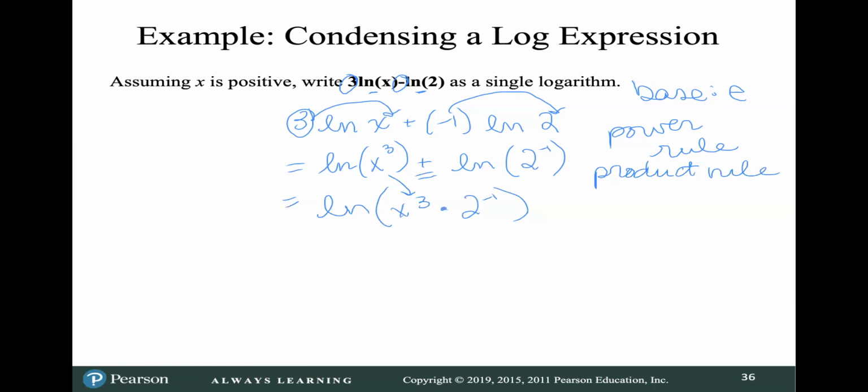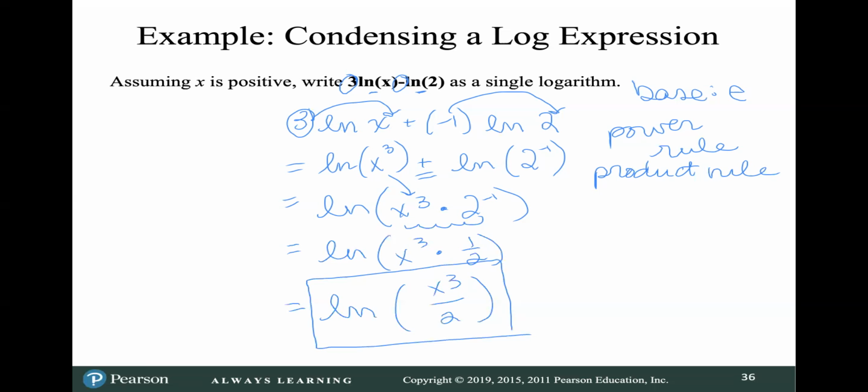And now it's a single logarithm, but I want to simplify the argument as much as possible. So if I had x cubed times 2 to the -1, I wouldn't leave it in that form. I would always write it with positive exponents. So that becomes x cubed times 1/2 or x cubed over 2. There's nothing else I can simplify. It's already a single logarithm, and so that is my final condensed answer.